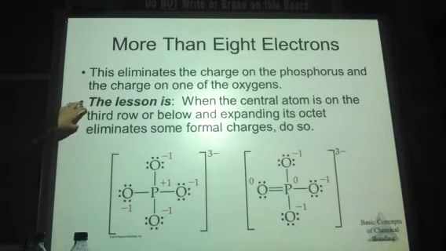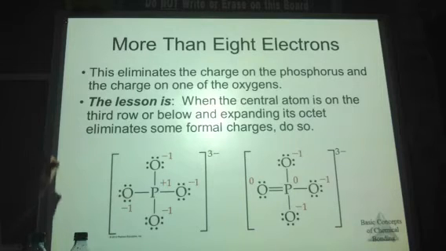So the lesson that we can take here: when the central atom is on the third row or below and expanding its octet, it can eliminate some formal charges. And if it can, you should do so. Any time we have any element on the third row or below and we can get a formal charge to be 0, that's what we want. We want that formal charge to be 0. It means that it would bring about stability.